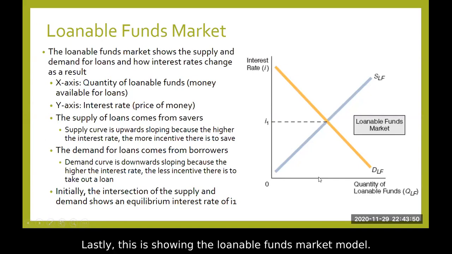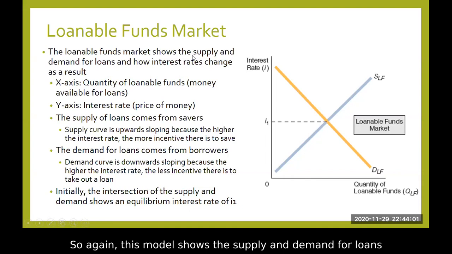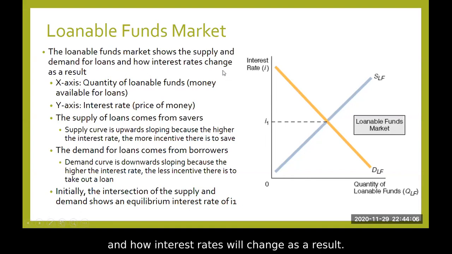Lastly, this is showing the loanable funds market model. So we've covered the loanable funds in various other contexts. So again, this model shows the supply and demand for loans and how interest rates will change as a result. So we're just covering it here because we've talked about money. So on the x-axis, we have the quantity of loanable funds, which is money that's available for loans. And on the y-axis, we have the price of money, which is the interest rate.